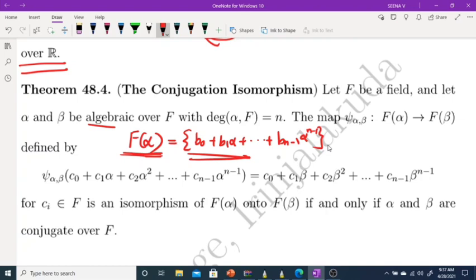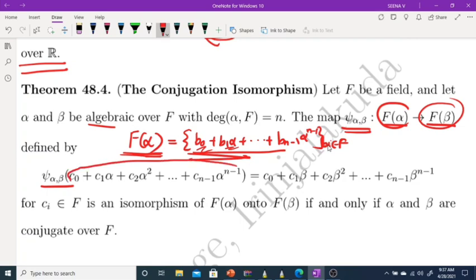So here we are defining a map psi alpha beta from F(alpha) to F(beta). F(alpha) means elements are of this form, and F(beta) means you replace alpha by beta, where the bi also belong to F. The map is defined by psi alpha beta of c0 plus c1 alpha plus etc plus c(n-1) alpha raised to n minus 1 equal to c0 plus c1 beta plus c2 beta squared plus etc plus c(n-1) beta raised to n minus 1, with ci belonging to F.